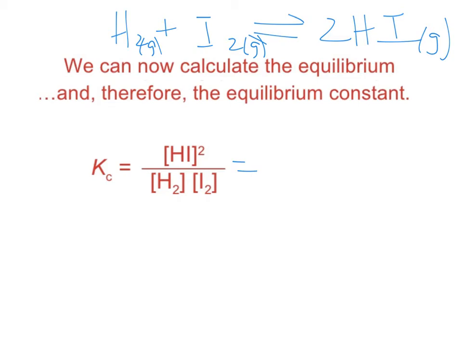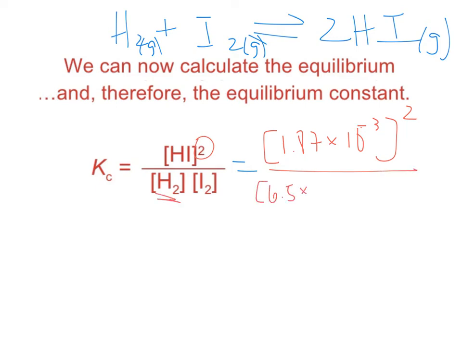So what we're going to do now is substitute in the values for each of these. So our concentration of HI at equilibrium from the previous slide is 1.87 times 10 to the minus 3, and we're going to square that because of this 2. Our H2 concentration is 6.5 times 10 to the minus 5th, I believe. And our I2 concentration is 1.065 times 10 to the minus 3. Now we can square this, then divide it by this, and divide it by this.